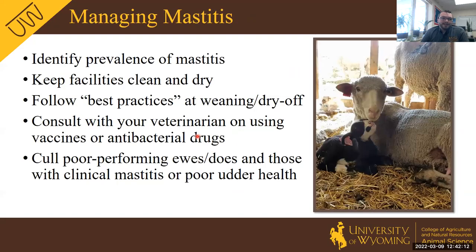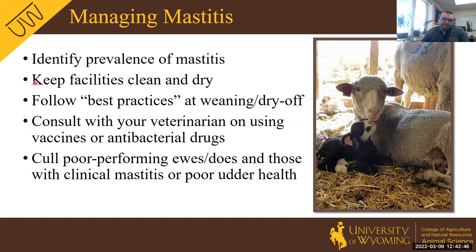So taking a step back, again, how can we manage mastitis? It's important to first identify the prevalence of mastitis within your flock or herd. Clinical mastitis is easy to detect. We have visually apparent signs in the udder and milk of an infected animal herself. So as long as you're maintaining good records within your flock and herd, we want to cull those ewes and does with clinical mastitis because that mammary tissue never fully recovers. So she's never going to be able to produce that same amount of milk again in future lactations.